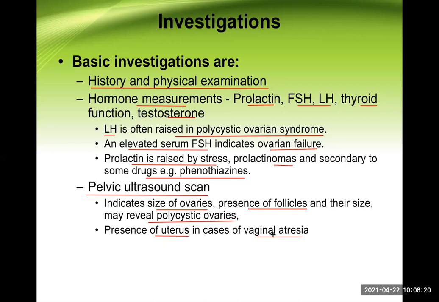Now let me clarify this. In vaginal atresia, the menstruation is happening, but it is only collected in the uterine cavity. It is not coming outside because there is no formation of the vagina. So this will give you the diagnosis. If the uterus is present, if it is filled with blood clot, but the vagina is absent, then we got the diagnosis. This is the problem for menstruation or amenorrhea.